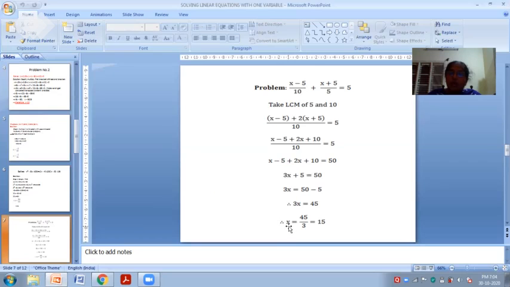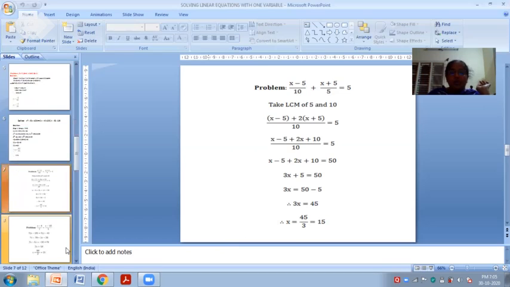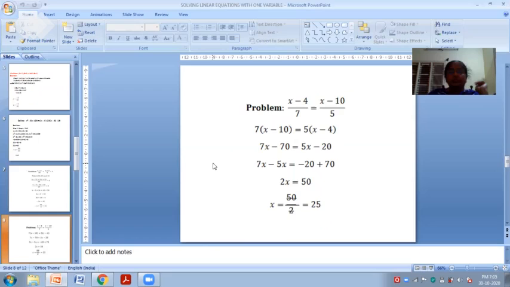What about the x value? x is equal to 45 divided by 3, that is equal to 15. We got 3x is equal to 45, but we require the 1x value. Therefore, 1x is equal to 45 divided by 3, that is equal to 15. So, this is our fifth problem. Next, come to the next problem.